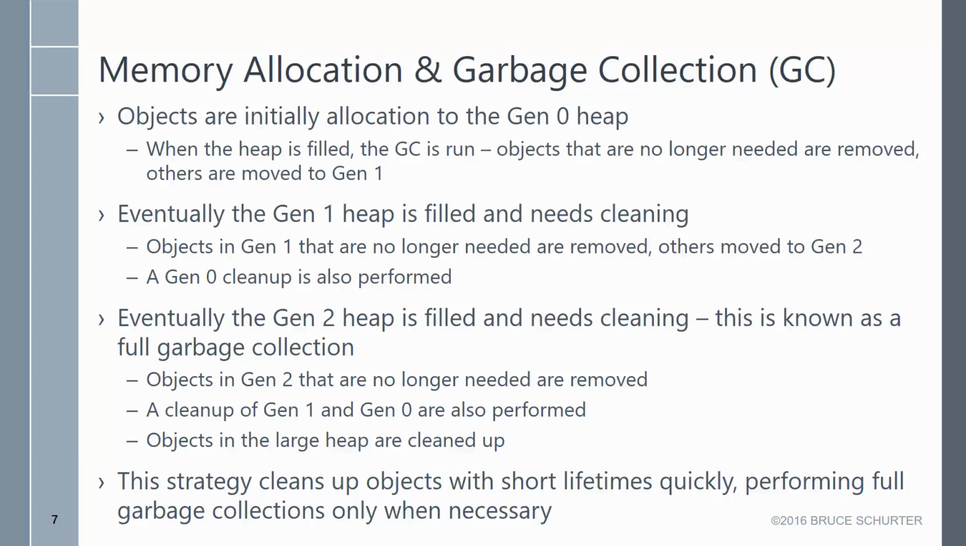Now, the same thing happens in Generation 1. When it becomes filled and needs cleaning, all of the objects in Gen 1 that are no longer needed are removed, and others are moved to Gen 2. A Gen 0 cleanup is also performed, so it cascades backwards. Now remember, this also assists with defragmentation, because when a heap is cleared out, basically there's nothing left in there, there is no more fragmentation. And as objects are moved from one generation up, it will also compact those particular contents in that heap location.